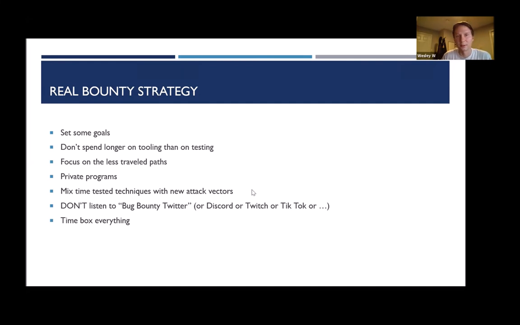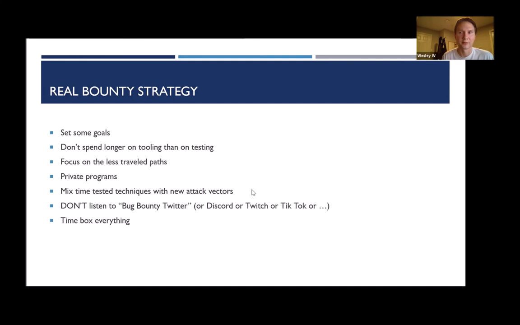Private programs, I think I talked about that a bunch already. Public programs, there are some exceptions. Yahoo and PayPal being great examples. They primarily run a public program, so you'll find lots of good stuff on there. Most companies, though, run their stuff as a private program. And the biggest benefit of the private program is there's a more limited set of researchers, which means that you've got better odds at finding something that someone else hasn't.